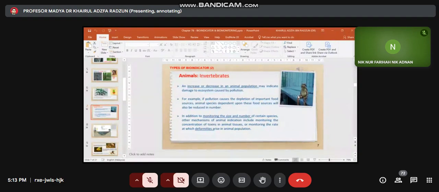Because this frog behaves weirdly. Normally it will always jump. Now this frog is sitting. Something is wrong with this frog.